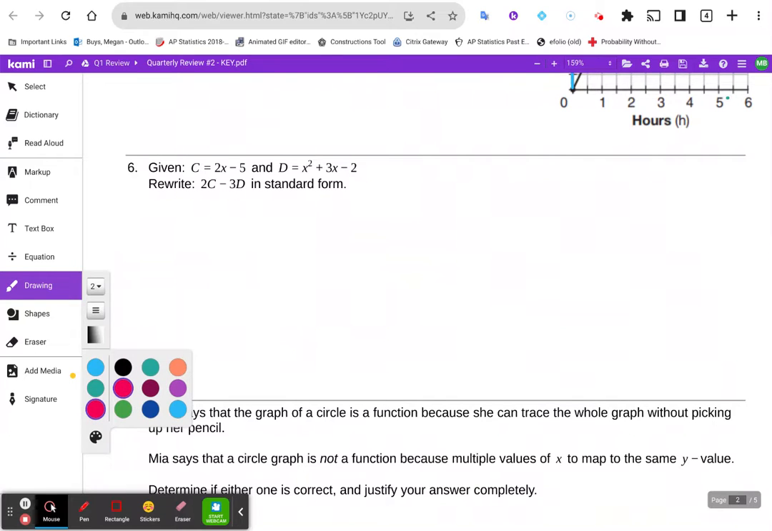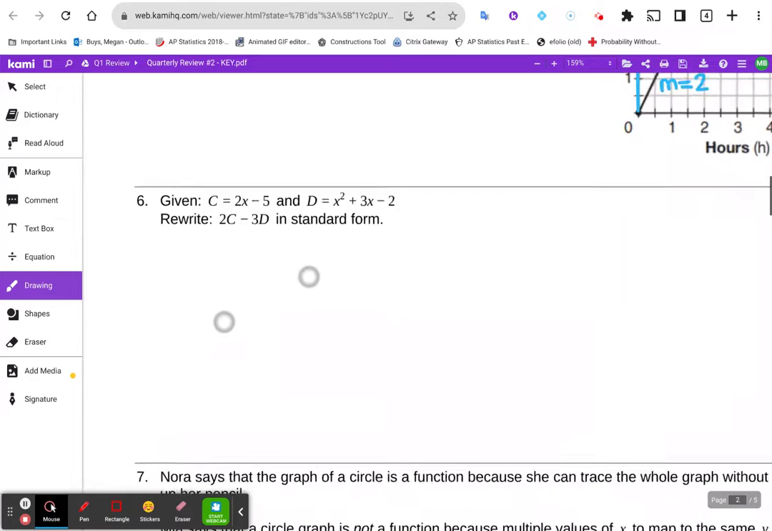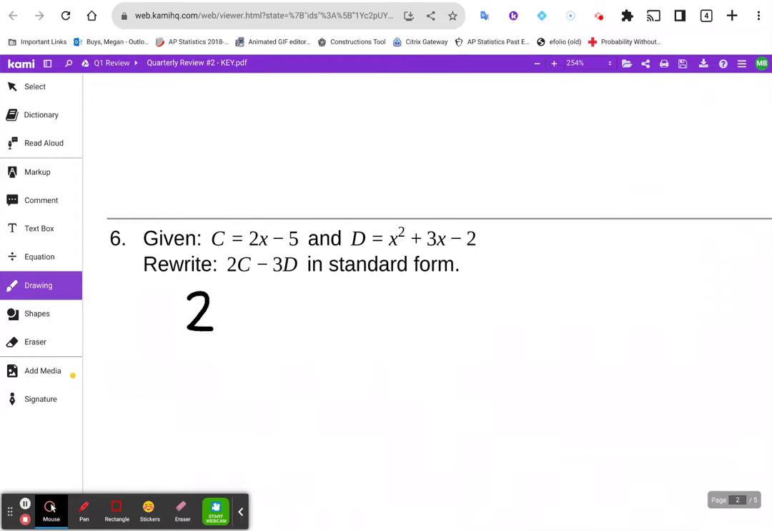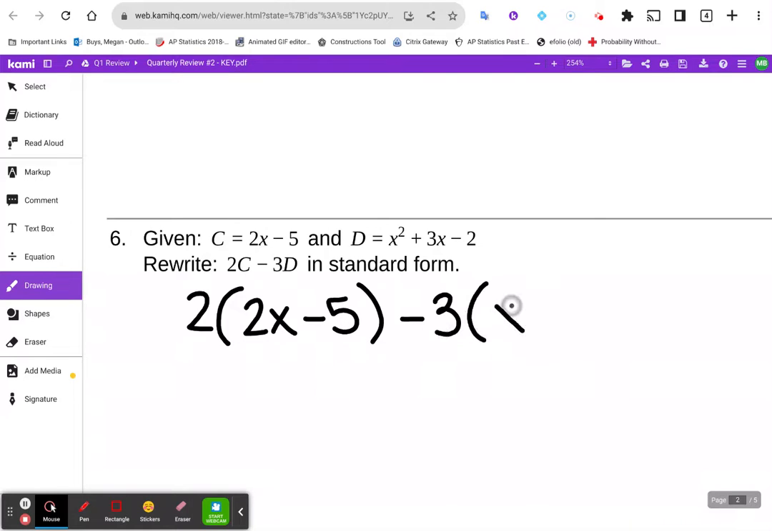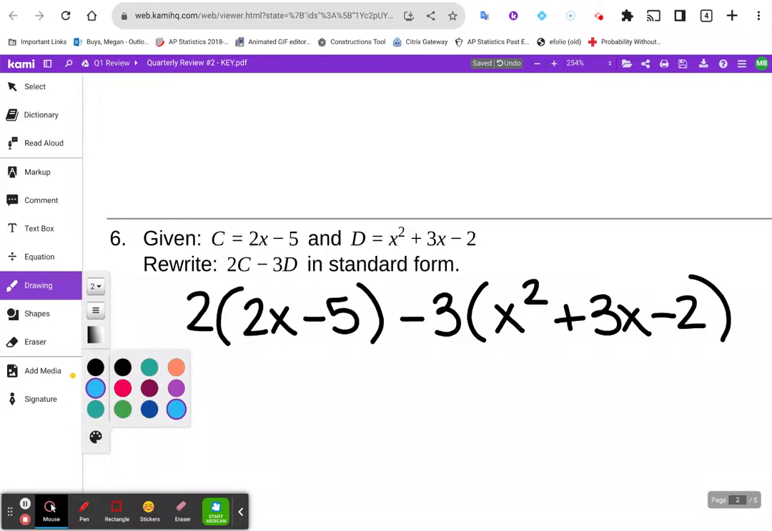All right, so this is another one like we saw in the first quarterly review. It's telling me here to rewrite this, though. So I'm doing 2 times everything that is c. So 2x minus 5, what's c in this case? And I'm going to do minus 3 times everything that is d, x squared plus 3x minus 2. Keeping in mind that this time it does say to rewrite it in standard form, where we didn't have to in the last one, but that's why I said we should practice that continuously.